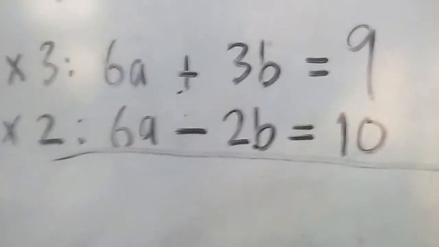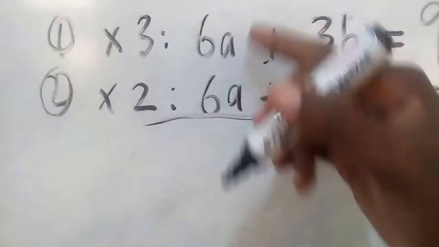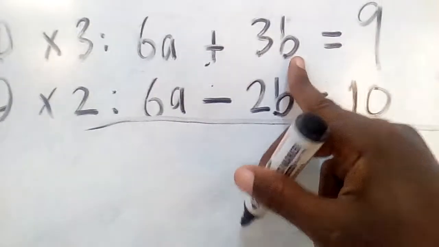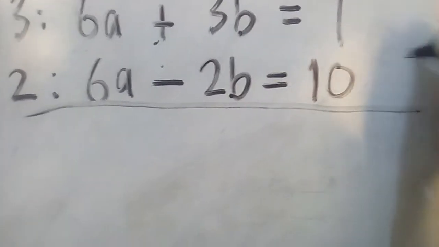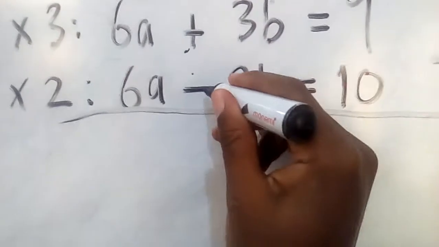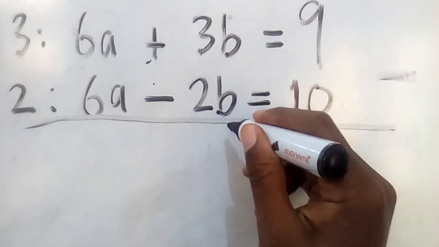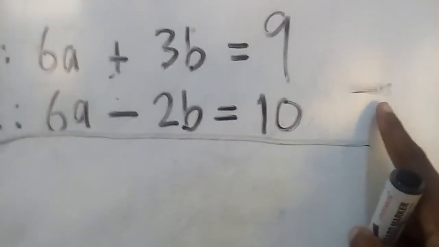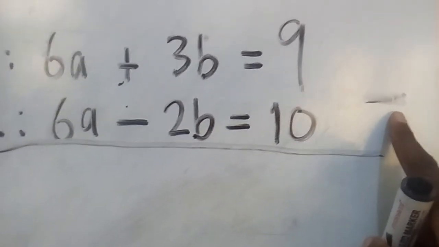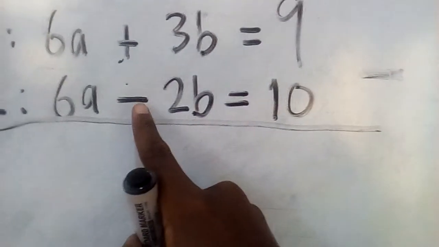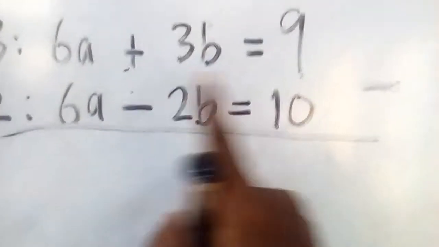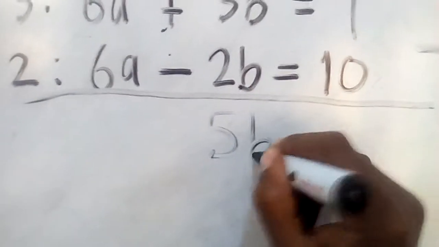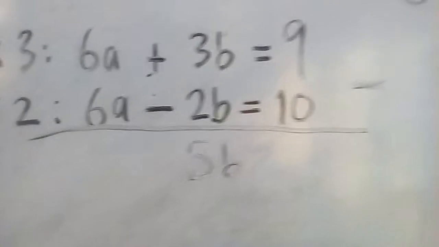All right, so if we say 6a minus 6a, you would have a 0 there, so we've achieved that. Now 3b minus 2b. Okay, so we have 3b minus 2b. By those operations, a minus minus will give us a plus. So that would leave us with 3b plus 2b, and that would be 5b.